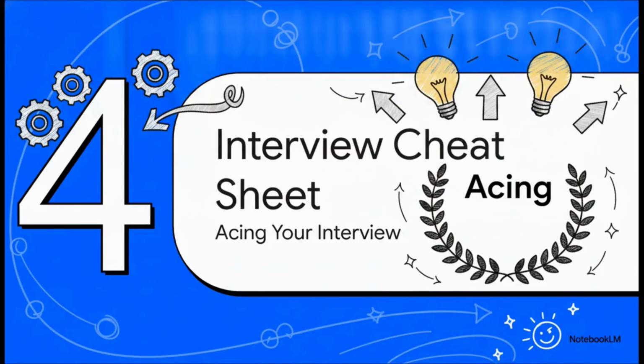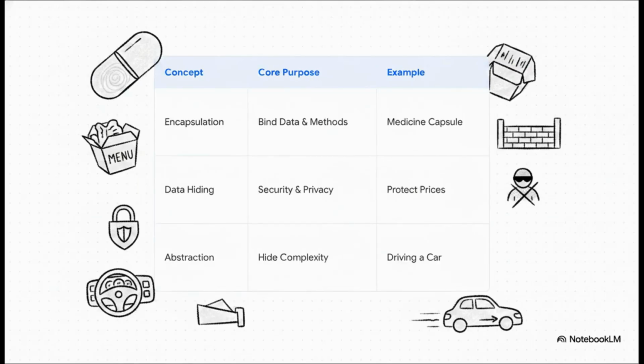Okay, wrapping up with Section 4, the interview cheat sheet, acing your interview. If you're sitting in an interview and they ask you to explain the differences between these concepts, here is your high-value summary. Encapsulation? Its core purpose is binding data and methods together. Just think of the medicine capsule or packaging restaurant info in a single class. Data hiding? That's strictly about security and privacy, making sure users can't just hack the back end and change dish prices. And abstraction? That's all about hiding complexity. It gives the user a brilliantly simple interface, exactly like driving a car without needing to be a mechanic. When you put them together, these three pillars are what make any software system secure, functional, and actually user-friendly.